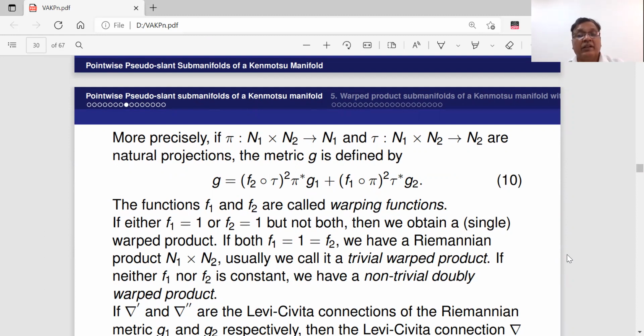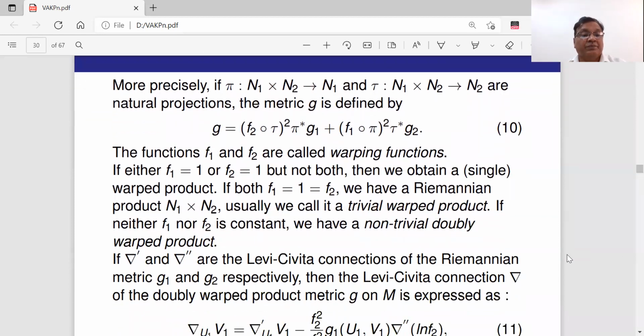If both F1 and F2 are 1, then we have simply a Riemannian product, N1 product N2. Usually we call it a trivial warped product. So a simple Riemannian product of two manifolds is also a warped product, but it is a trivial warped product. If neither F1 nor F2 is constant, then we have a non-trivial warped product.